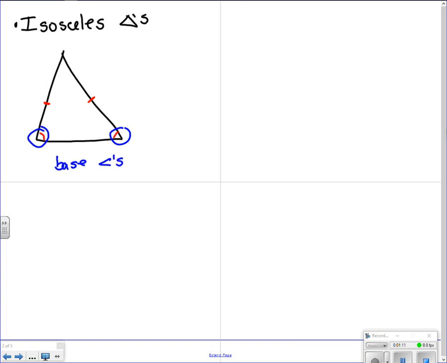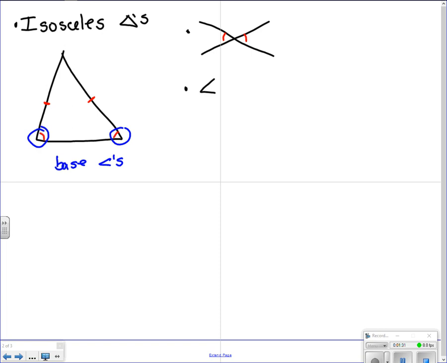Okay, we're also going to use stuff that we know already. For example, we know that vertical angles are congruent. So if you have vertical angles, you know that this angle will be congruent to that one. All vertical angles are congruent.